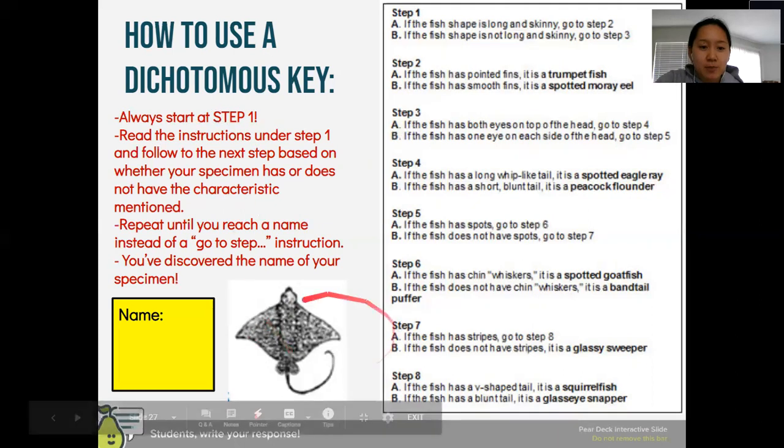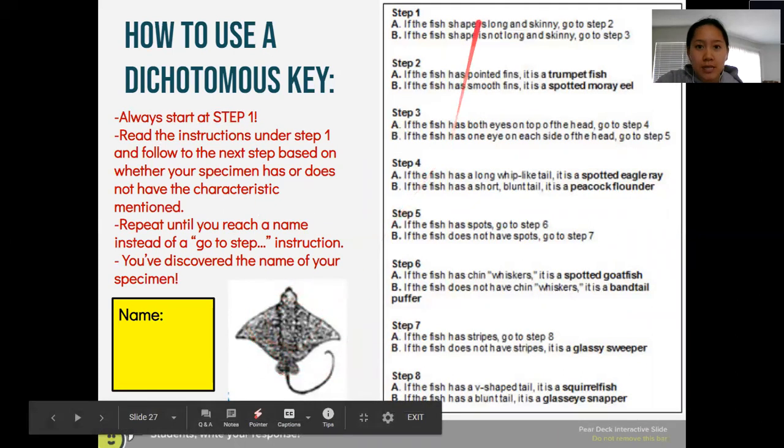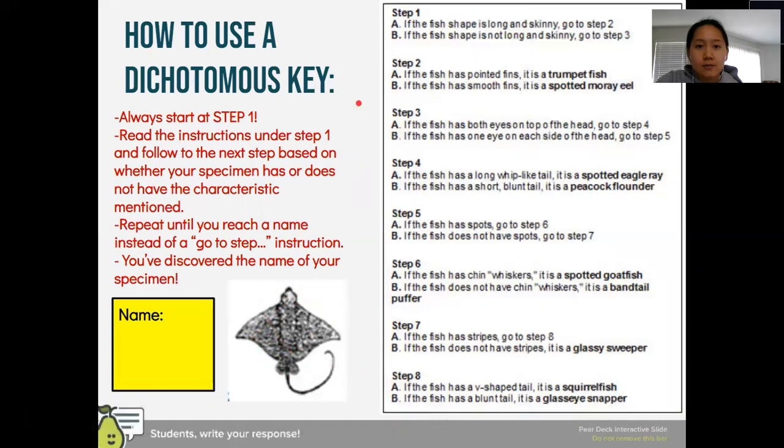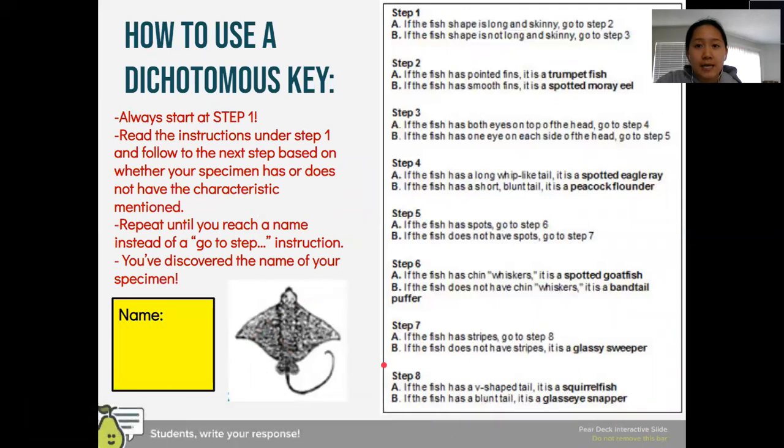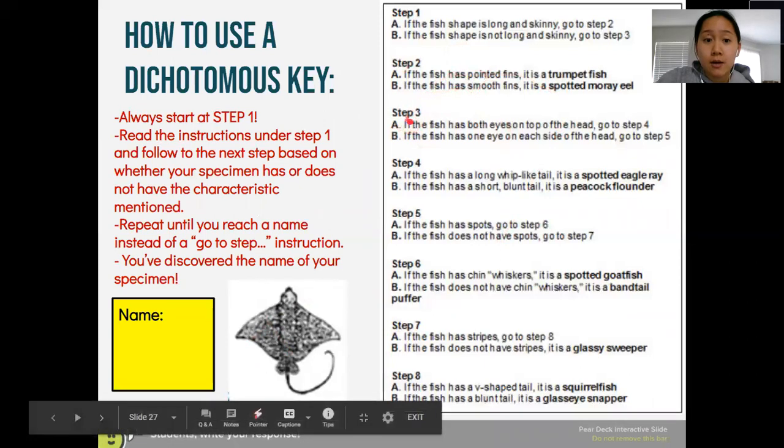Okay, so we have this specimen here, and I'm going to ask you to start with step one at the top. Step one says, if the fish shape is long and skinny, go to step two. Or it says, if the fish shape is not long and skinny, go to step three. That means you're going to go to step two or step three based on the shape of this specimen.